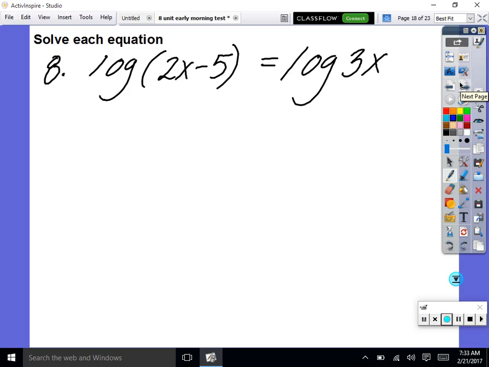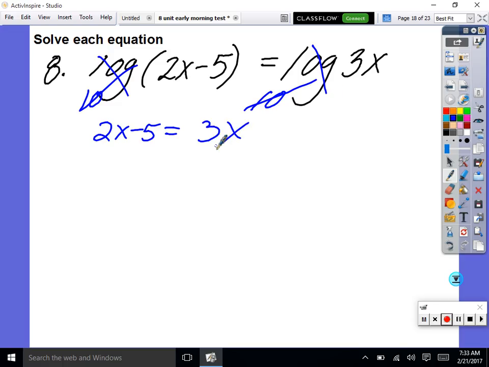Solve each equation. Log. So how do we undo this log? Base 10 both sides, because that's log of base 10. So that undoes that. So 2x minus 5 equals 3x. And then you should know how to solve that. What do we do? Subtract 2x, right? It's linear at this point. So that means negative 5 equals x. So that's our answer.